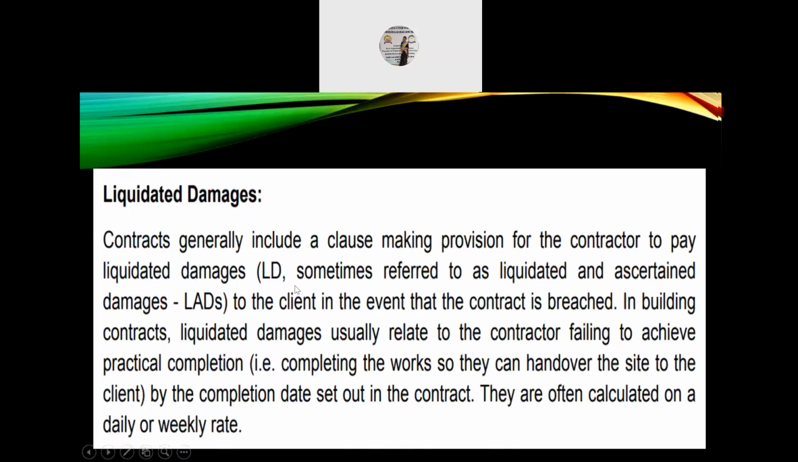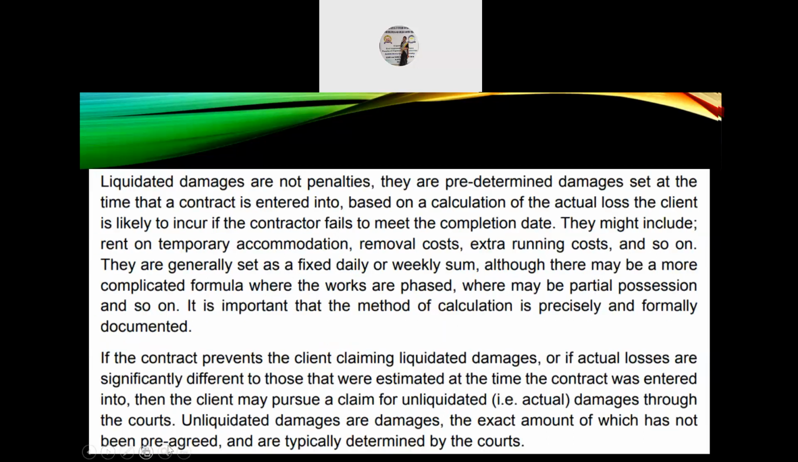Liquidated damages. Contracts generally include a clause making provision for the contractor to pay liquidated damages, that is LD, sometimes referred to as liquidated and ascertained damages, that is LADs, to the client in the event that the contract is breached. In building contracts, liquidated damages usually relate to the contractor failing to achieve practical completion, that is, completing the work so they can hand over the site to the client by the completion date set out in the contract. So they are often calculated on a daily or weekly basis.